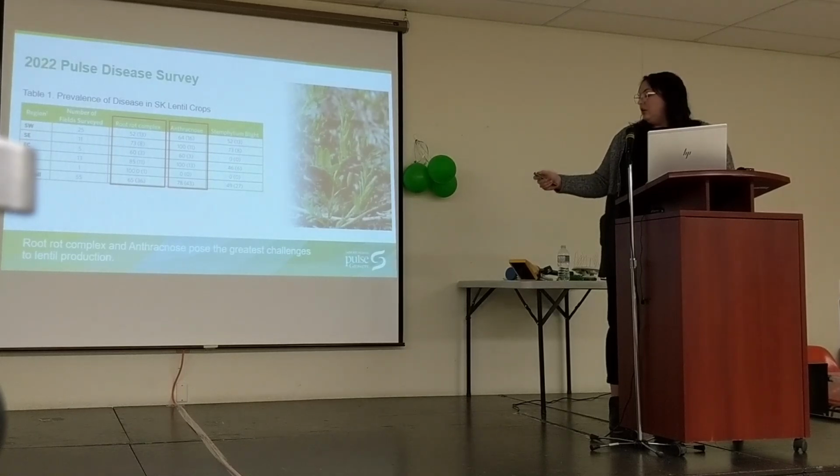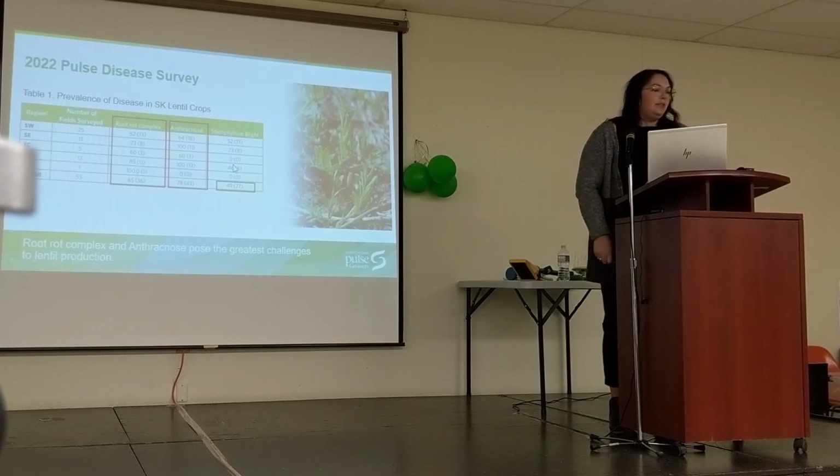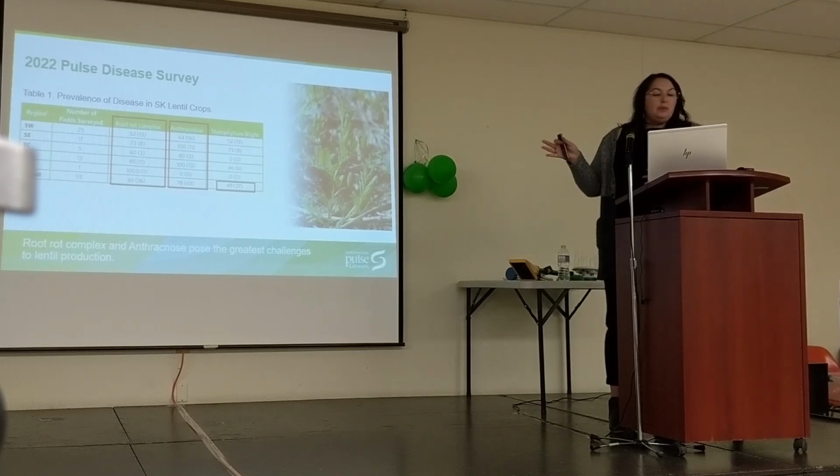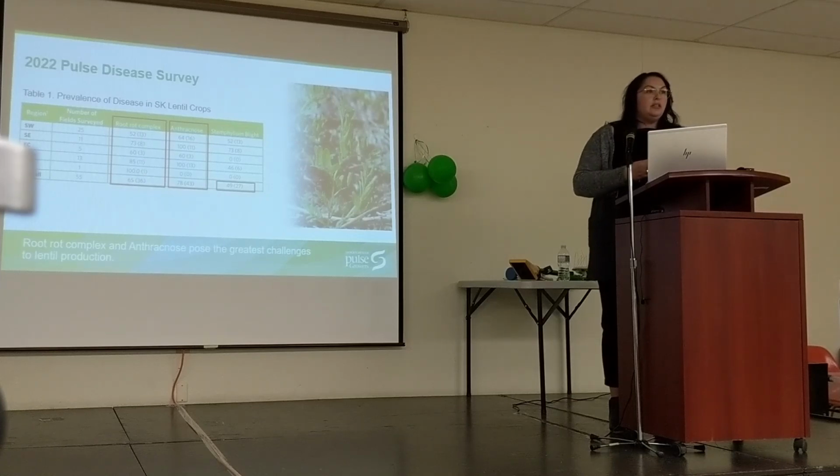In West Central, 100% of the fields tested positive for anthracnose, and 85% tested positive for root rot complex. There was a little bit of Stemphylium blight overall in the province, 49%. West Central was 46% of fields testing positive for Stemphylium. Looking at these numbers, we can say that root rot complex and anthracnose pose the greatest challenges to lentil production in 2022 for our pulse growers.